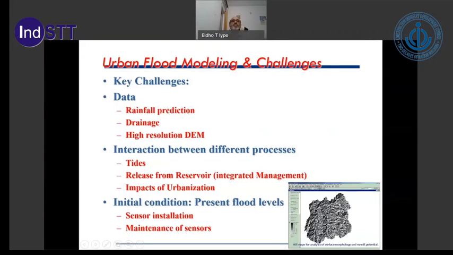When we talk about flood modeling, there are so many challenges. The key challenges include data. As I mentioned, so much data is required in these kinds of modeling, especially the rainfall prediction, what will happen in the next few weeks. Then what kind of drainage system is there, and most of the time we need a high resolution detailed elevation model so that we can see which are the areas of possible flooding and how much flooding is possible. Also we need to look into interaction between different processes, like tides, release from reservoirs, impact of urbanization, etc.